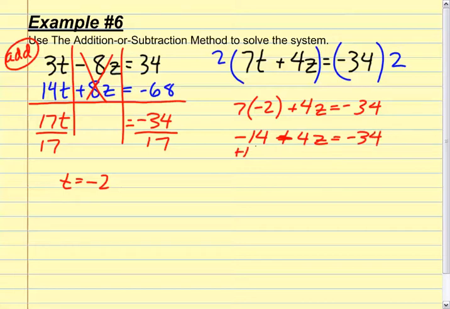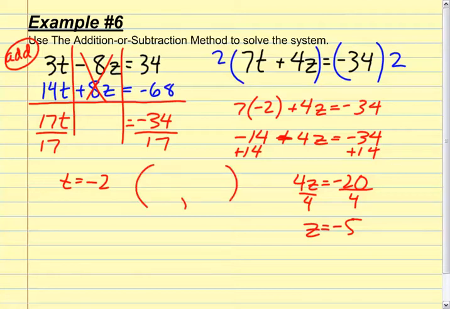Add 14 to both sides. And I get 4z equals negative 20. Divide both sides by 4. And z equals negative 5. Now, is this the way I want to present it? No, you want it as an ordered pair. Which one goes first? t, so it's negative 2, comma, negative 5. Beautiful. Nice job.